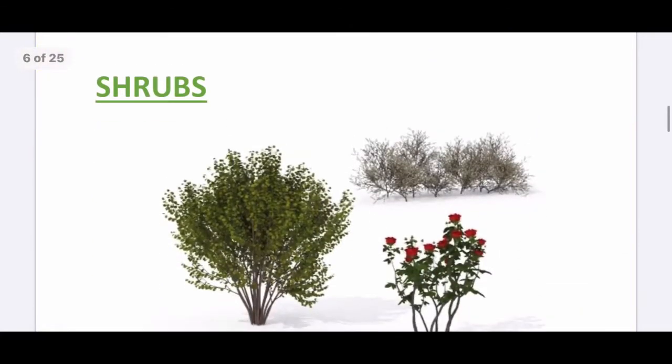Shrubs. Shrubs are medium-sized plants. They are branched from the base of the plant. They have thin, hard, and woody stems. They can survive for a few years. Examples of shrubs are rose, hibiscus, lemon, pomegranate.